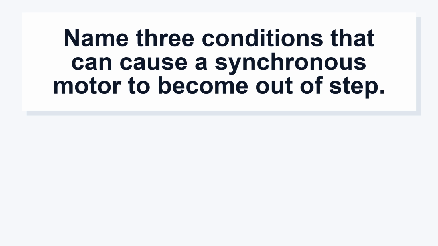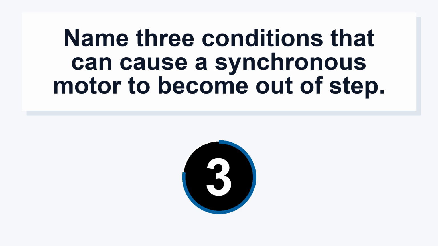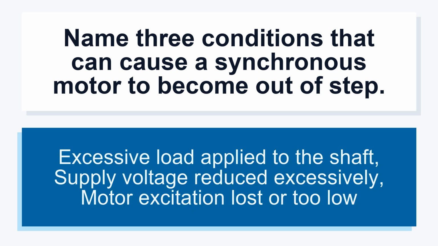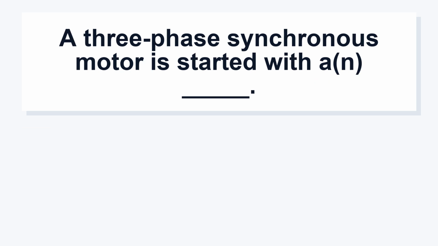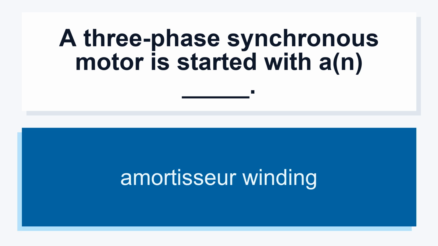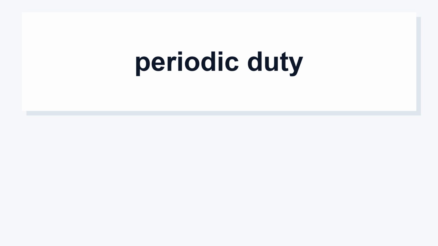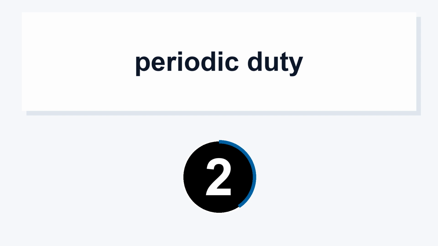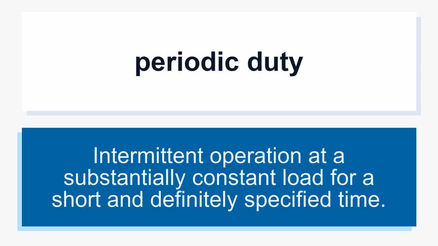Name 3 conditions that can cause a synchronous motor to become out of step: excessive load applied to the shaft, supply voltage reduced excessively, motor excitation lost or too low. A 3-phase synchronous motor is started with an amortisseur winding. Periodic duty: intermittent operation at a substantially constant load for a short and definitely specified time. The duty cycle of a motor.